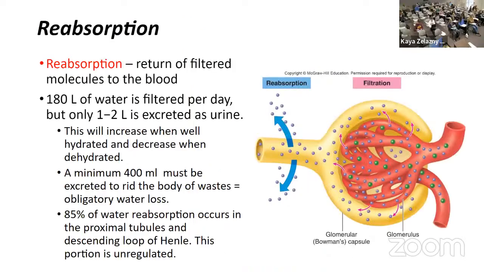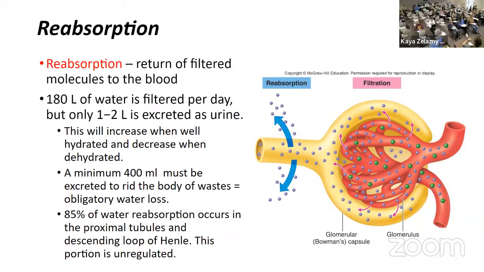So we're going to pick up, finishing out with some of these processes and then starting to think more deeply about water, because a lot of what's going on in the kidney is regulation of blood volume, essentially. Okay. So reabsorption, that process we've been talking about, is return of filtered molecules to the blood.